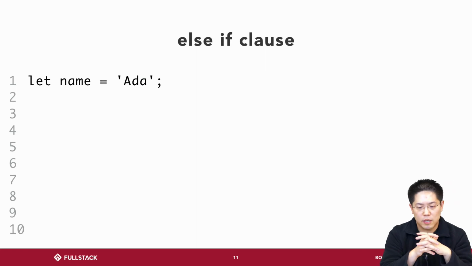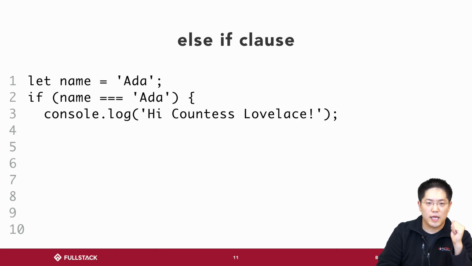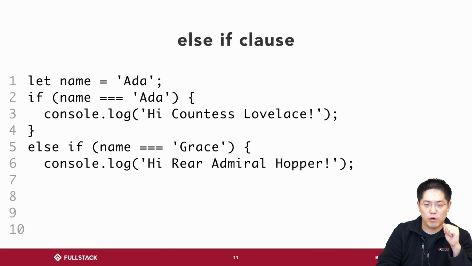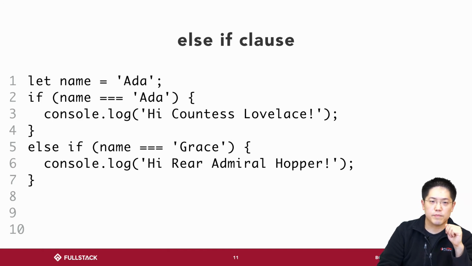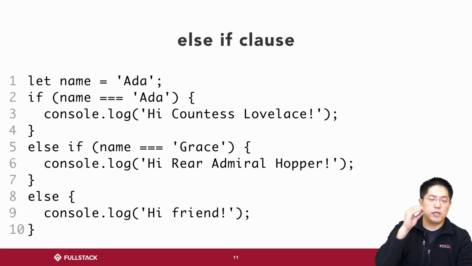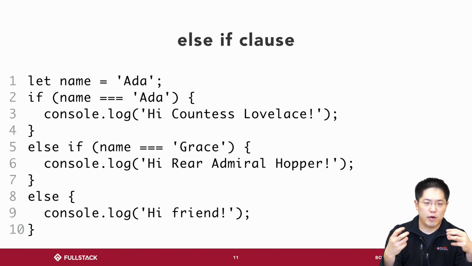So here we can see another example with the else if clause. So let's say we'll assign Ada to name. Now if name equals Ada, console log hi Countess Lovelace. Else if name equals Grace, we'll say hi Rear Admiral Hopper for Grace Hopper. Else console log hi friend. So we see these three used together pretty commonly, where we have an if statement to describe what's our first case that we want to take care of.